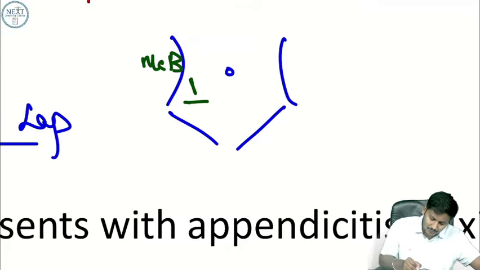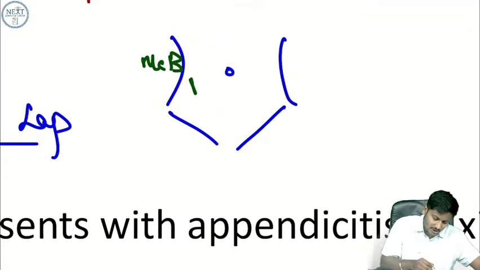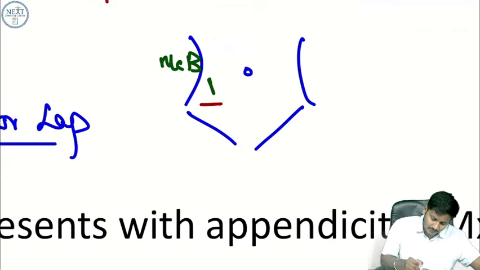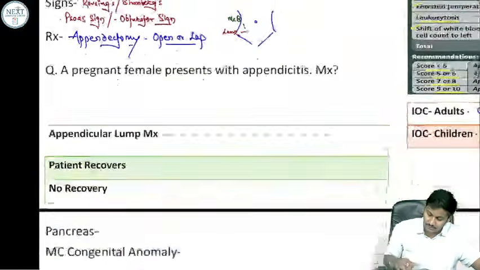Apart from that, two to three fingers below the umbilicus in the right iliac fossa, if you make a horizontal or transverse incision, that is known as the Lanz incision. Hopefully clear to all of you now. So these are the important things to be remembered.